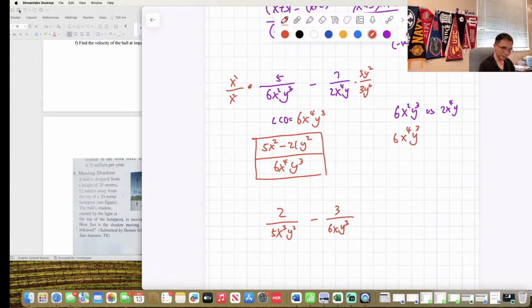Remember last time, how do I decide? I look at a 6 and 2. I want to pick a number that can be divisible by both. In this case, it's 6. And I look at an x, I'm going to pick the higher power. I look at a y, I'm going to pick the higher power of each one. So that's how you determine the LCD here.